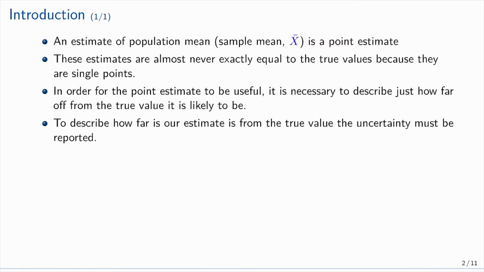An estimate of the population mean, the sample mean, is a point estimate. These estimates are almost never exactly equal to the true values because they are single points. In order for the point estimate to be useful, it is necessary to describe just how far off from the true value it is likely to be.